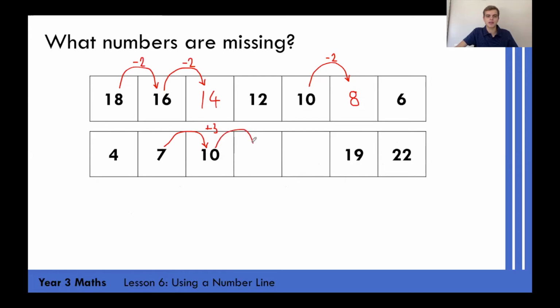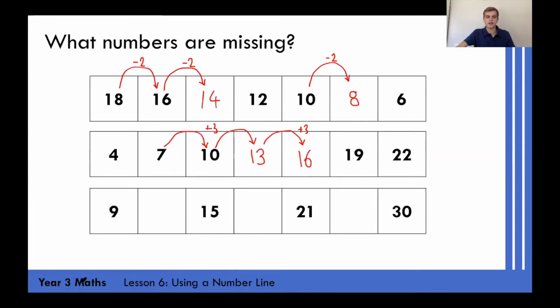Fantastic. So let's work out this gap. 10 add 3 is 13. Well done. And 13 add 3 is 16. Well done. Fantastic. So can you see here we've added 3 each time to work out the missing numbers.